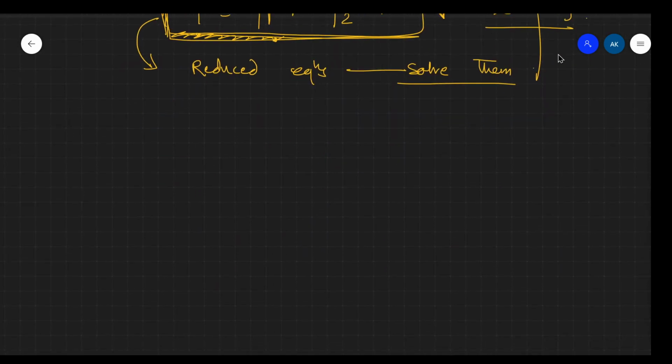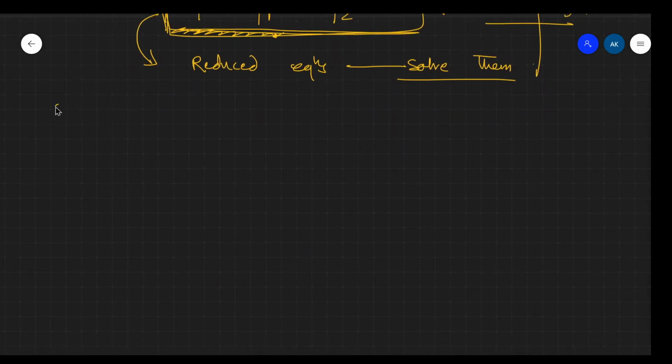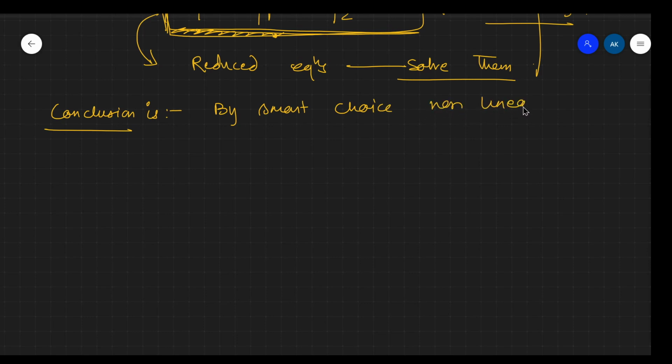So the conclusion from this discussion is, by smart choice, non-linear equations can be simplified to linear ones.